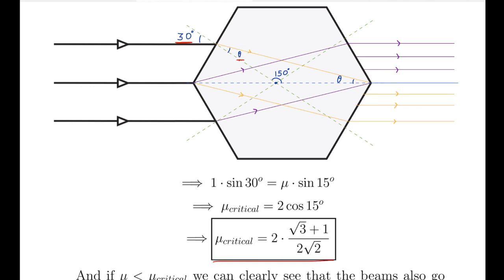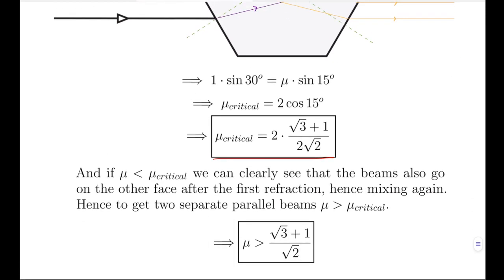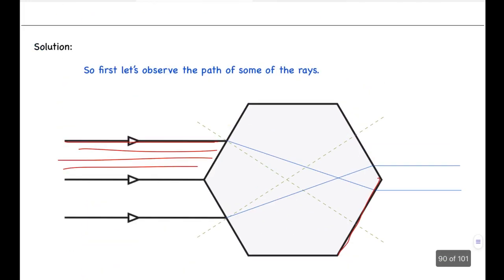So we got the critical refractive index, and if the refractive index is less than this value, this extreme ray will deviate comparatively less and will start falling on this face. So we won't get parallel beams in the end. So this refractive index has to be greater than this value. Hence, that's what I've written here. To get two separate parallel beams, mu has to be greater than the critical value of refractive index. So mu should be greater than (root 3 plus 1) by root 2. So that's the final answer, and I hope you all like this video.